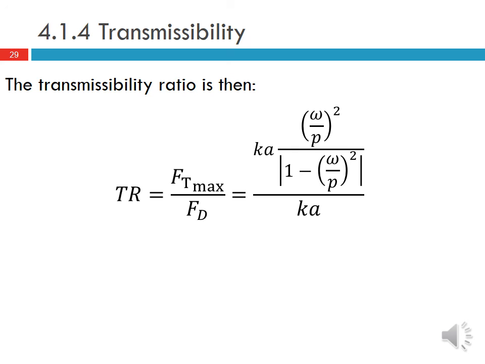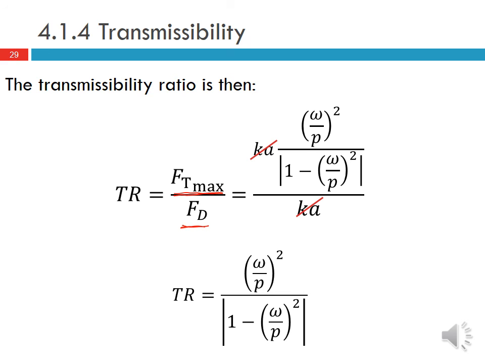Now the transmissibility ratio again is the maximum force transmitted to the structure divided by the maximum disturbing force. We can plug in the two expressions that we found and cancel out the Ka's, and we see that the transmissibility ratio in this base excitation case is omega over p squared over the absolute value of 1 minus omega over p squared.